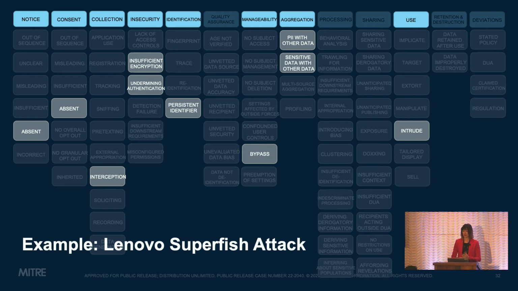Lenovo caused privacy-related insecurity through insufficient encryption and digital certificates and undermining authentication. They identified the users using persistent identifiers. There was no way for users to manage their own data or settings because the controls completely bypassed the user. Personally identifiable information was aggregated with web browsing history, which is sensitive information. And finally, the data collected were used to actually intrude on the user's web experience via invasive pop-ups.